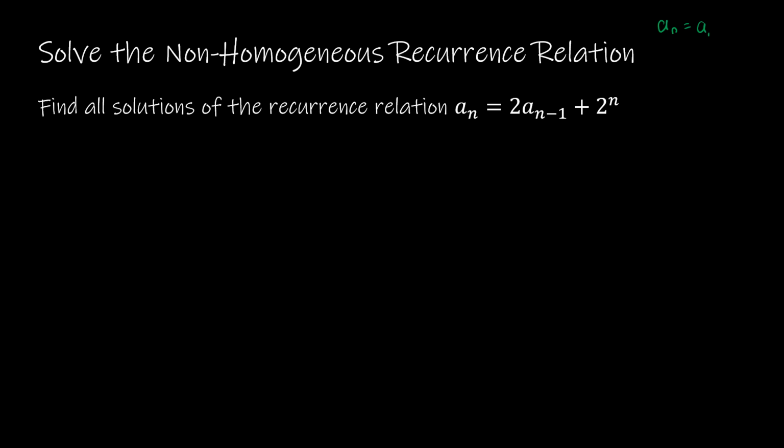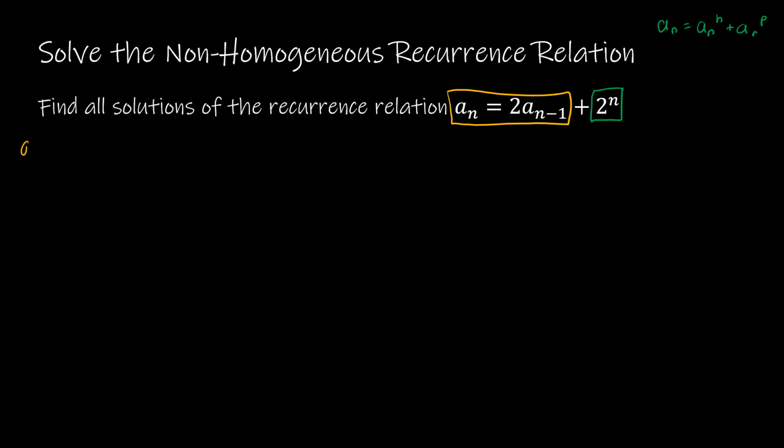Just keep in mind, same process, A and H plus A and P. And this is the associated homogeneous recurrence relation, and obviously this is the part of the function that makes it non-homogeneous. So when I get started, let's just box that in a different color.